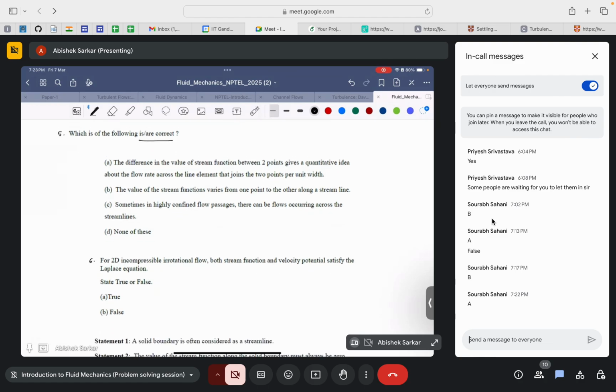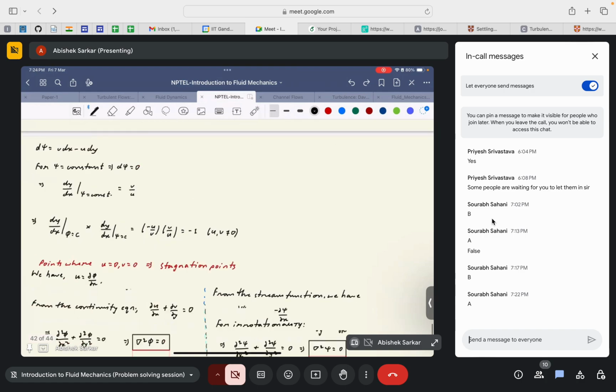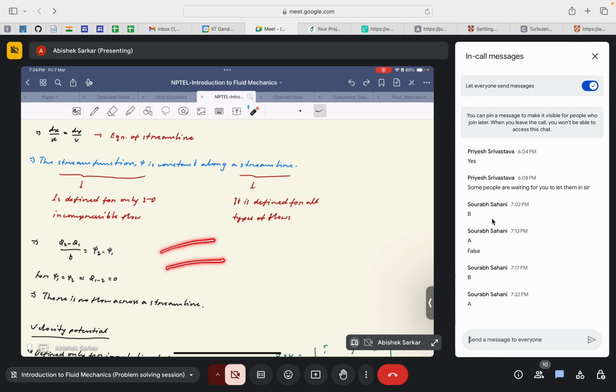The correct statement is only option A, because the difference in the value of stream functions between 2 points gives a quantitative idea of the flow rate across the line element that joins the 2 points per unit width. It's a long statement, but it's deduced from a simple expression that we discussed here. If I go back, from this equation we saw that q2 minus q1 per unit width is psi2 minus psi1. Basically the mass flow rate between the two stream functions is given by the difference in the value of the stream functions.